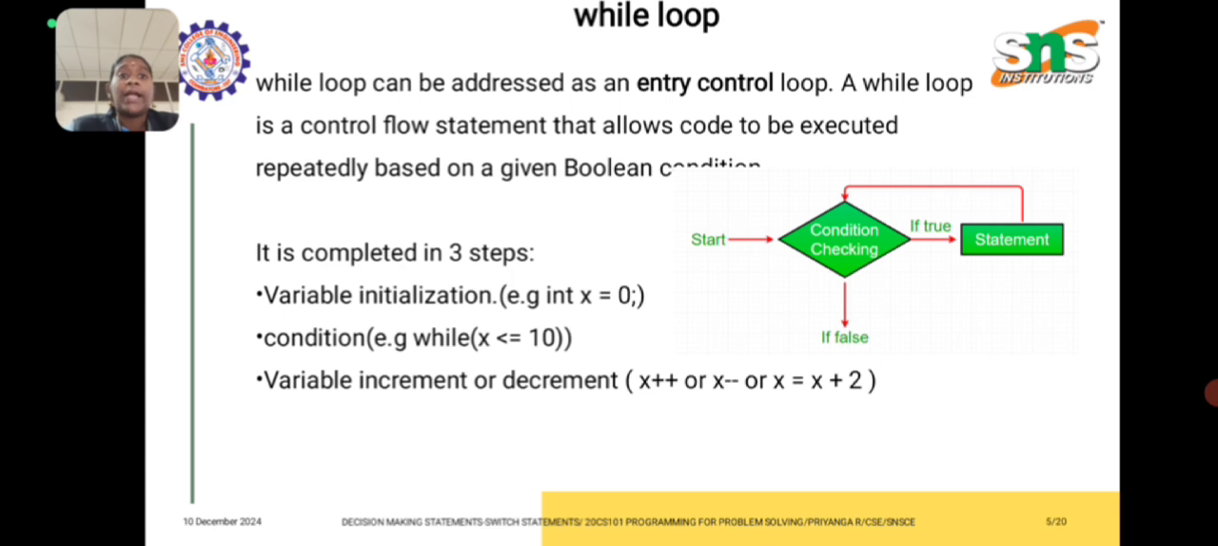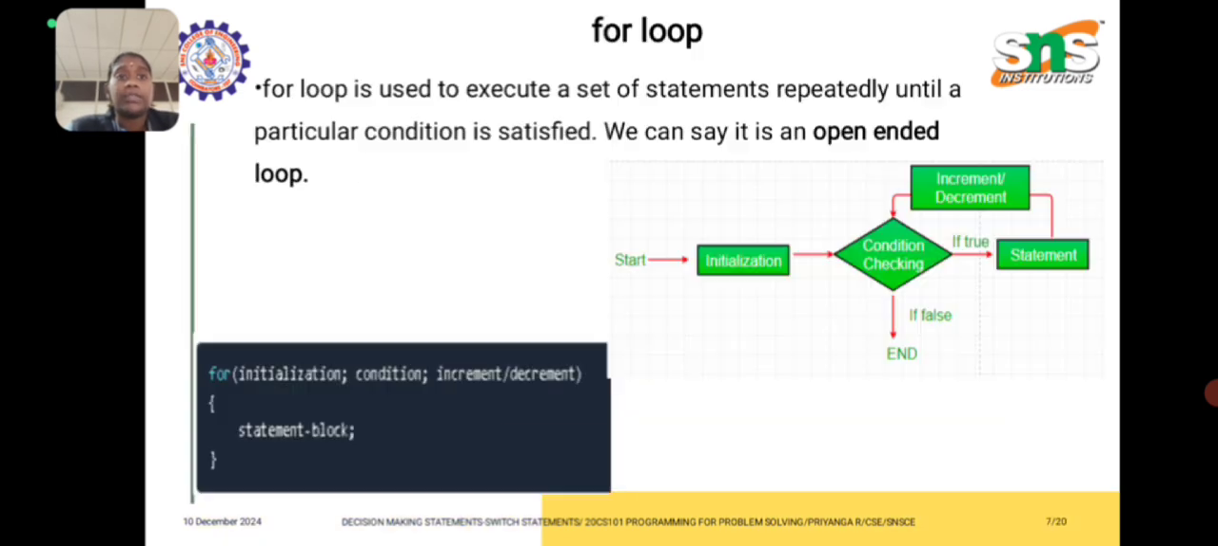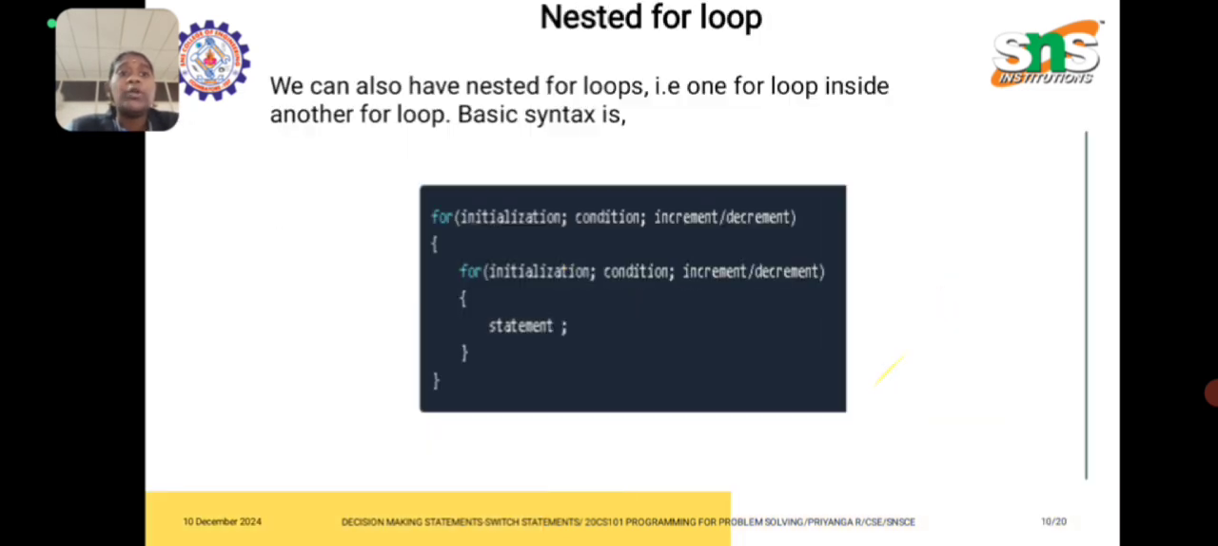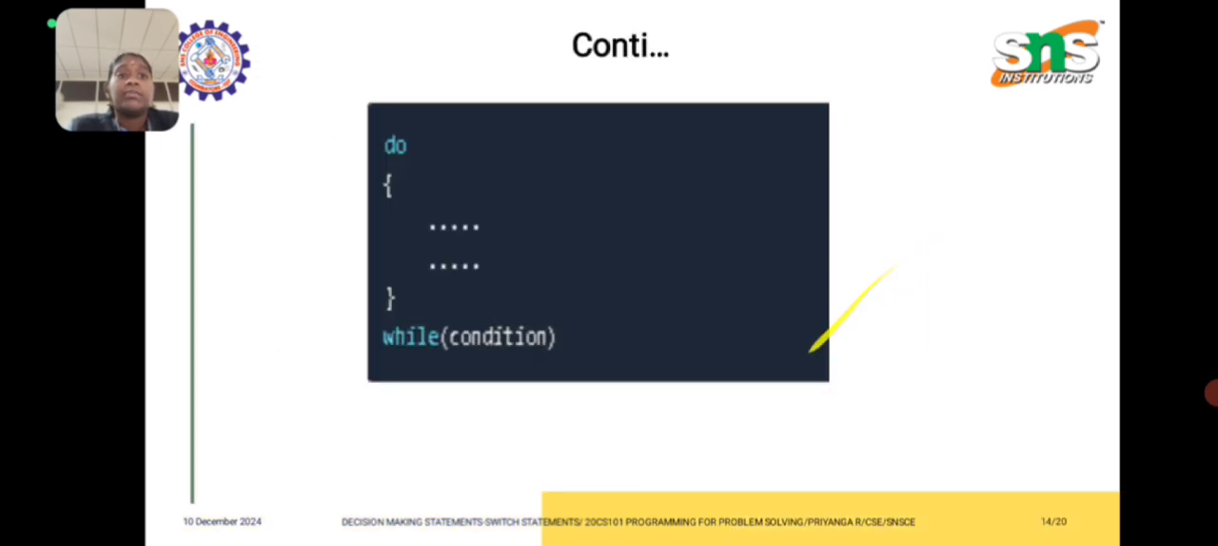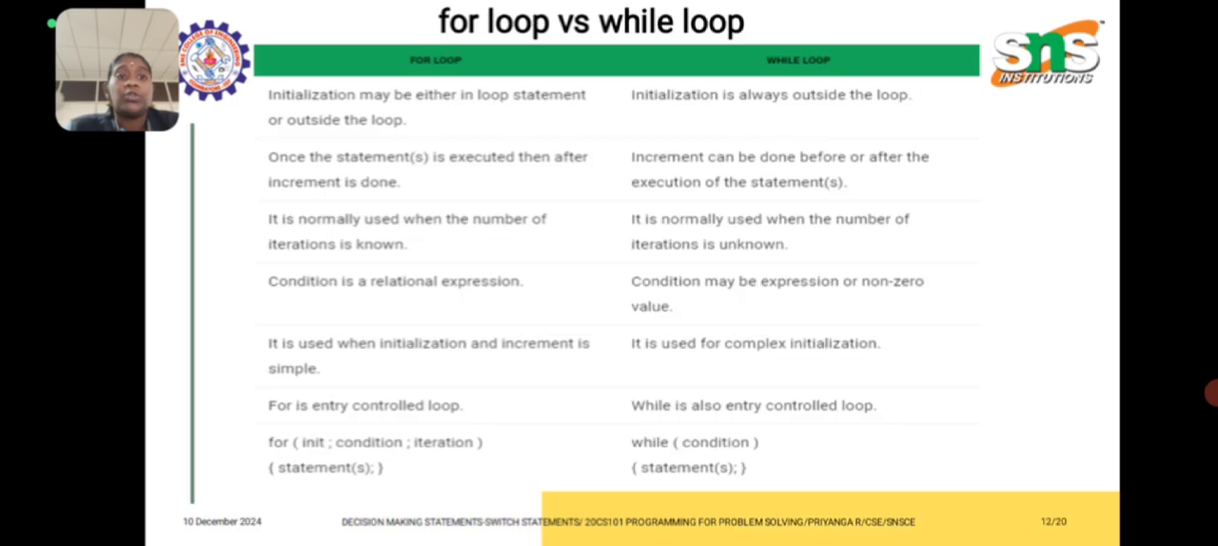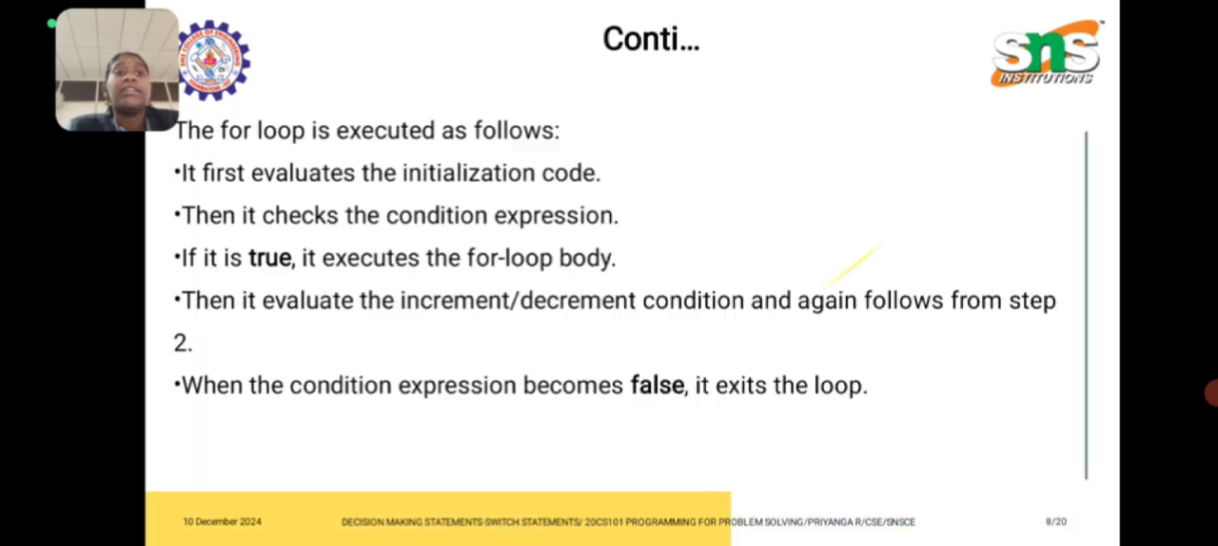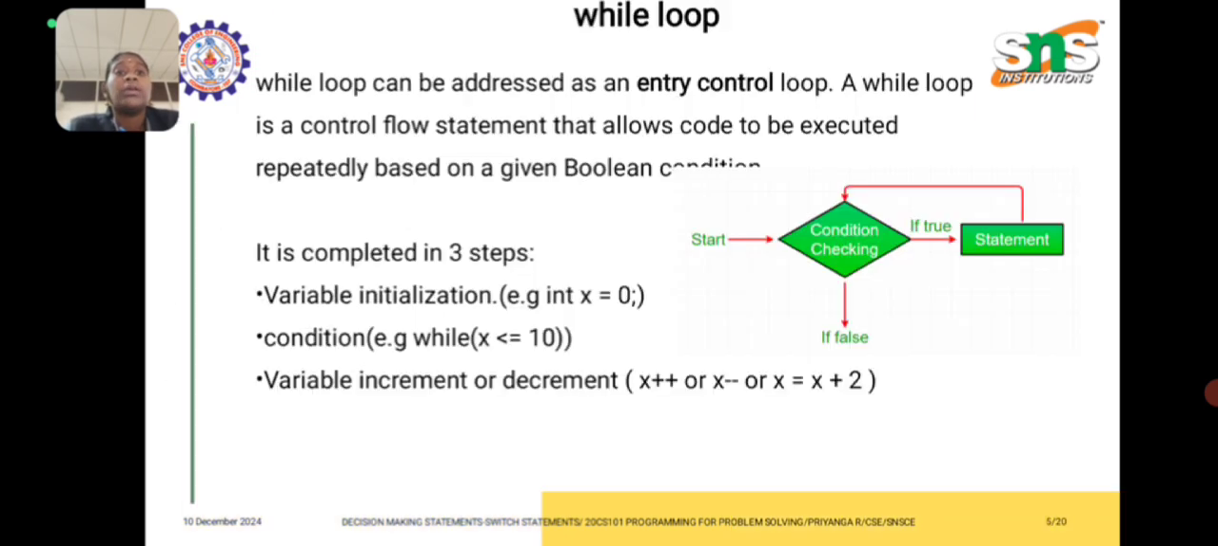First, a while loop can be addressed as an entry control loop, and the do while loop is an exit control loop. Let me see the while loop.